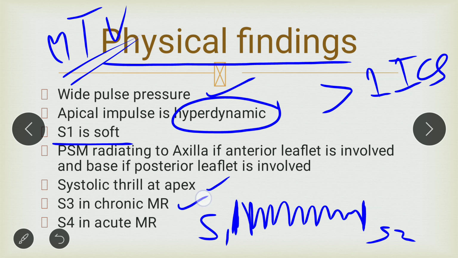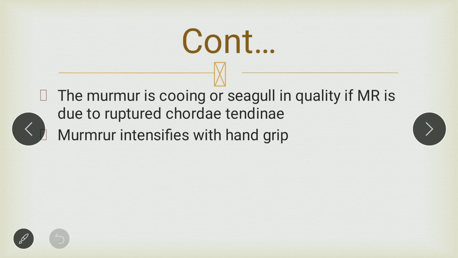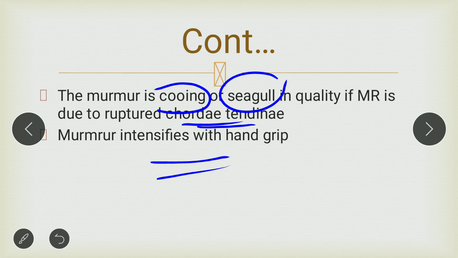S4 you can hear in case of chronic MR and S3 you can hear in case of acute MR. This PSM, as I said before, will radiate to the axilla if the anterior leaflet is involved. Remember A and A. The anterior leaflet involvement causes the murmur to radiate to the axilla, and posterior leaflet involvement, the murmur radiates to the base. The murmur will be cooing or seagull quality if the murmur is due to rupture of the chordae tendineae. And the murmur of MR gets intensified with hand grip.